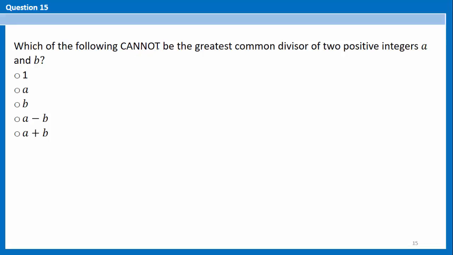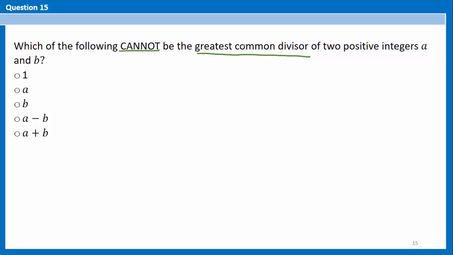Which of the following cannot be the greatest common divisor of two positive integers a and b? Okay, so the greatest common divisor, remember, is the greatest number that can divide both a and b at the same time. And likewise, the least common multiple is the least value that can be divided by a and b at the same time, that contain a and b at the same time.